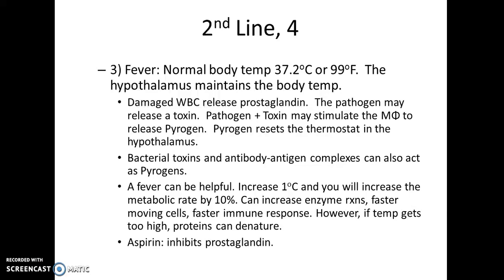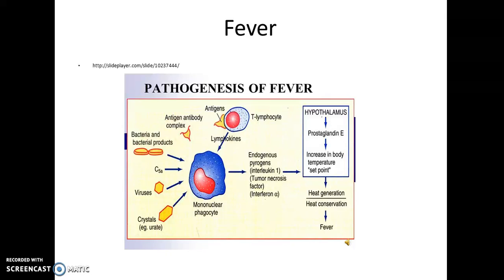However, if the temperature gets too high, proteins can denature. That's about 108 degrees. Now, aspirin will inhibit prostaglandin, which is one of the first steps up here. And if you inhibit prostaglandins, guess what? You stop a fever. And here's your pathogenesis of a fever. All these things produce the pyrogen, which will go up there and affect the hypothalamus.